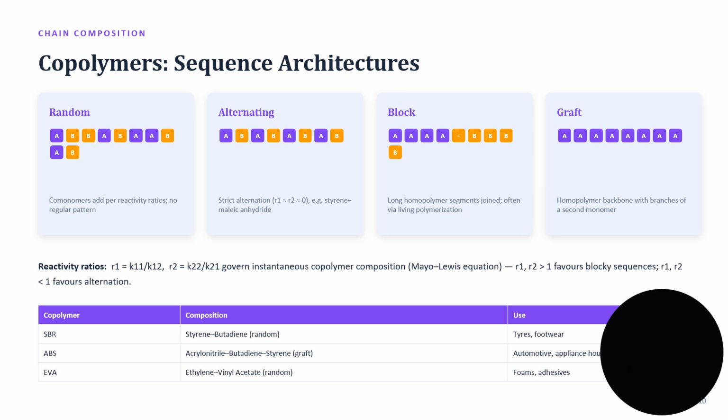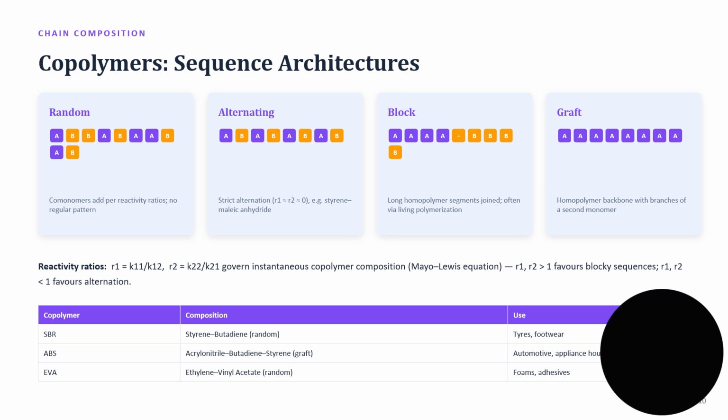Copolymers: sequence and architecture. So far we have discussed homopolymers built from a single repeating monomer. But most commercially important materials are actually copolymers built from two or more different monomers, and the sequence in which they are arranged matters enormously. Random copolymers have no regular pattern. The two monomers add according to their relative reactivity, giving an essentially statistical sequence.